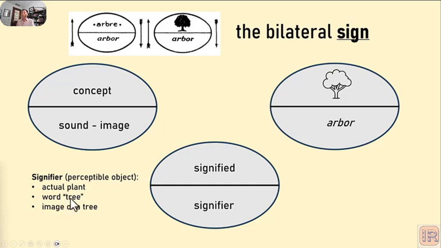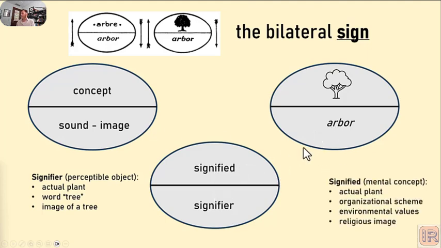It could be the word tree, in whatever form that may take, or it could be the image of a tree, like this little icon here. This is not an actual tree. This is a series of lines that recall the image of a tree in our mind through resemblance. And this is the Latin word arbor, which means tree in Latin, as in Arbor Day or arborist. And this points to the fact that the connection between the signifier and the signified is arbitrary.